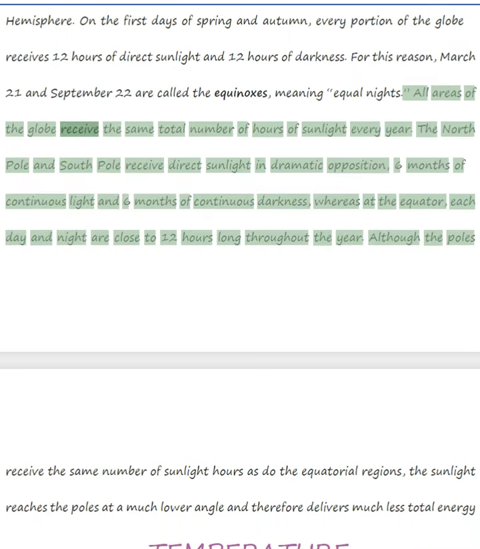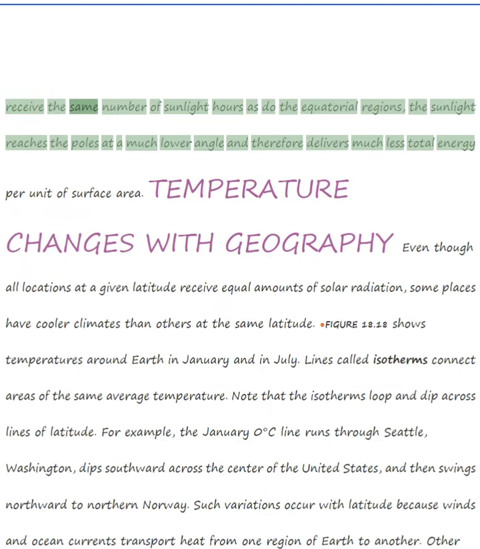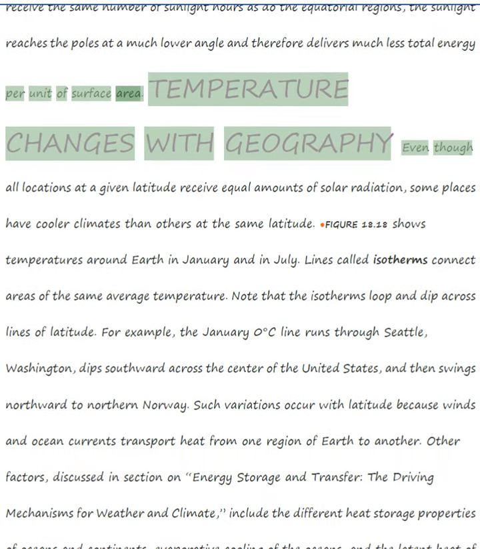All areas of the globe receive the same total number of hours of sunlight every year. The North Pole and South Pole receive direct sunlight in dramatic opposition, 6 months of continuous light and 6 months of continuous darkness, whereas at the equator, each day and night are close to 12 hours long throughout the year. Although the poles receive the same number of sunlight hours as do the equatorial regions, the sunlight reaches the poles at a much lower angle and therefore delivers much less total energy per unit of surface area.